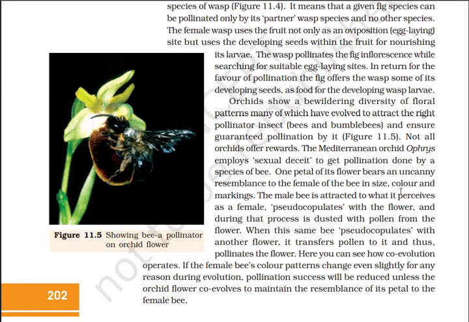The male bee is attracted to what it perceives as a female, pseudo-copulates with the flower, and during that process it is dusted with pollen from the flower. When this bee pseudo-copulates with another flower, it transfers pollen grains to it and thus pollinates the flower. Here you can see how co-evolution operates. If the female bee's color pattern changed slightly, even for any reason, during evolution, pollination success will be reduced unless the orchid flower co-evolves to maintain the resemblance of its petal to the female bee.